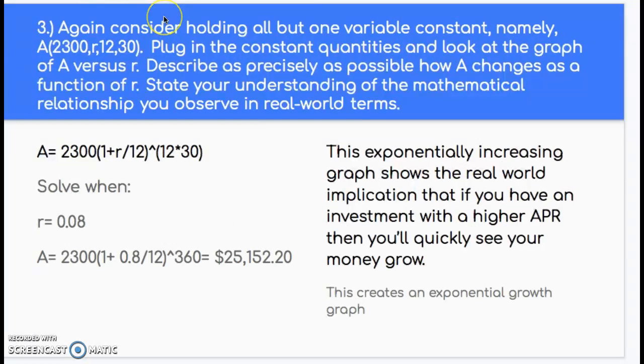Question 3 would be to hold all the variables but R, to see how R affects our future value. In our example here, we're going to be using 8%. So we doubled our interest rate, plug everything in, and we get an output of $25,152.20. This basically means we tripled our original value, because originally we had around 7,000 and we now have 25,000 just by doubling our interest rate.